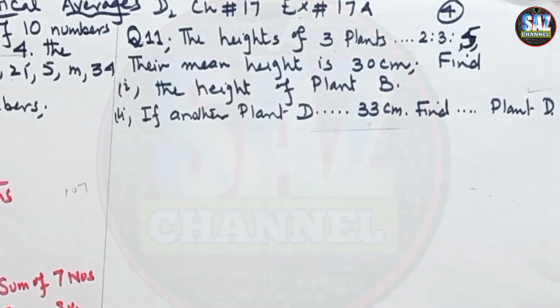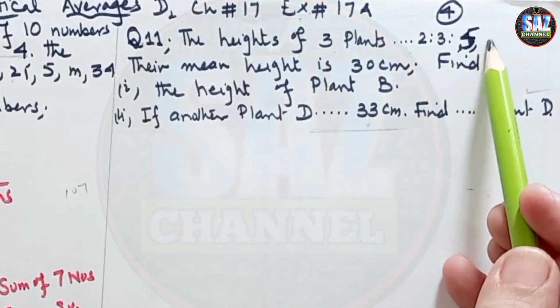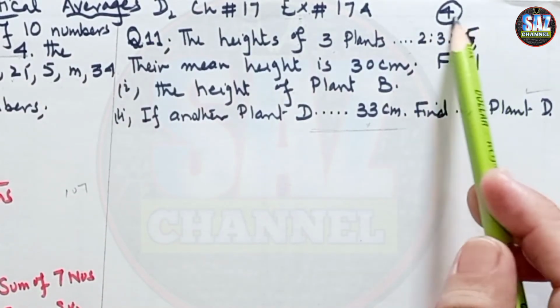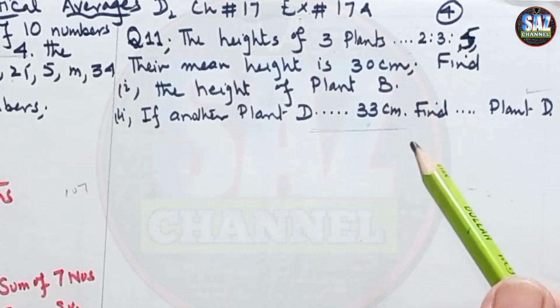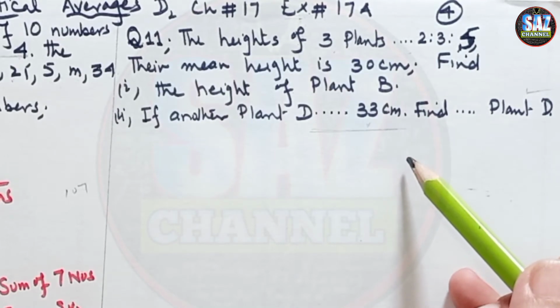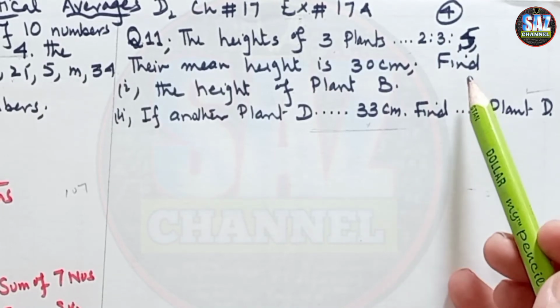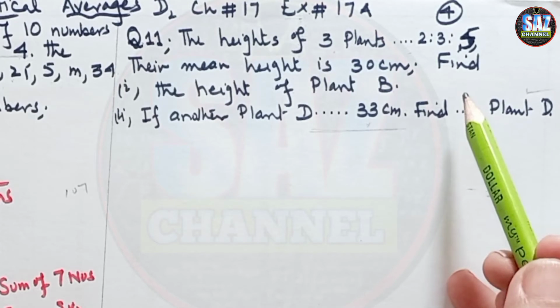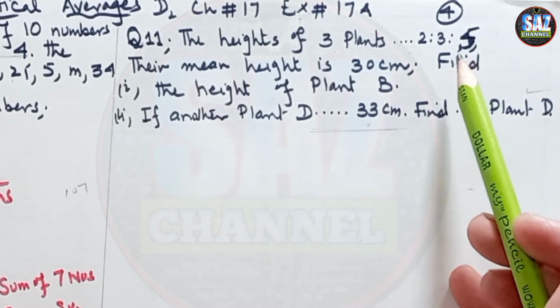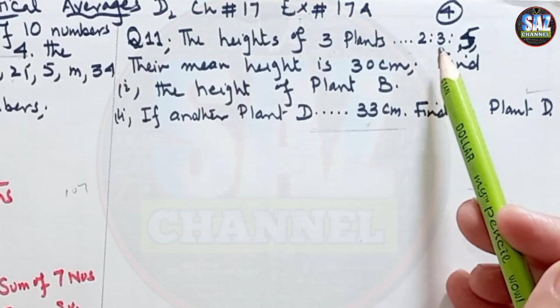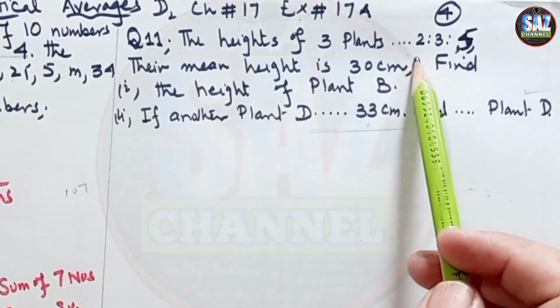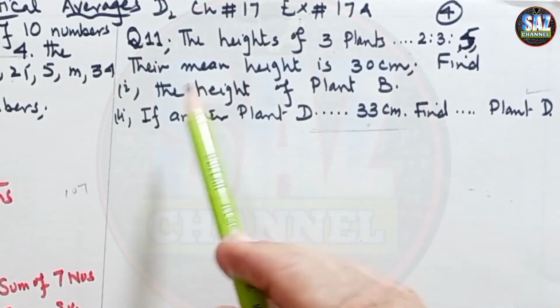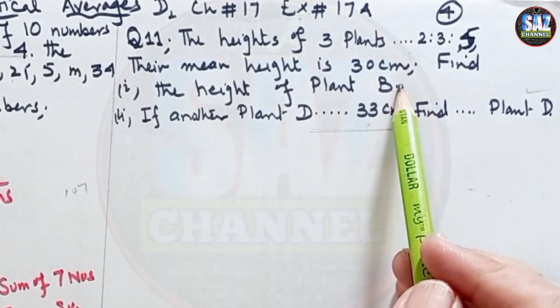Okay, let's try to understand the question. In this question we are given the ratio of the heights of 3 plants A, B, C with their mean height. I always ask my students to integrate your learning with the different concepts and different topics of mathematics. Here you have to take help from the ratio, rate and proportion from D1. The heights are given in the form of ratios, and their mean height is given. We have to find the height of plant B.